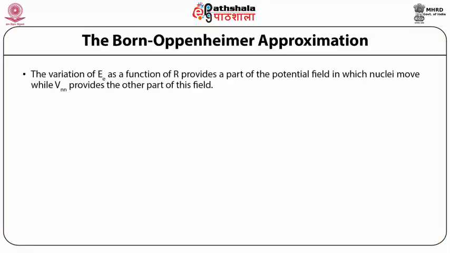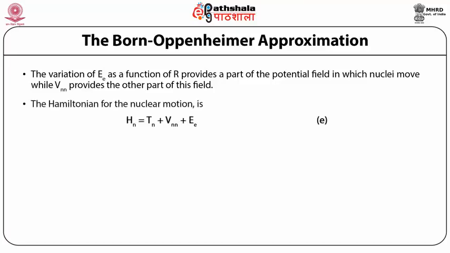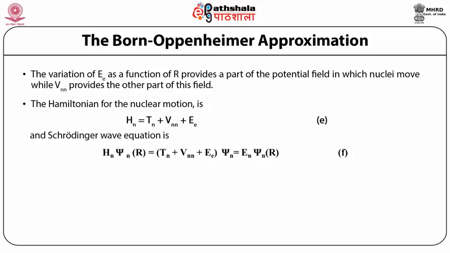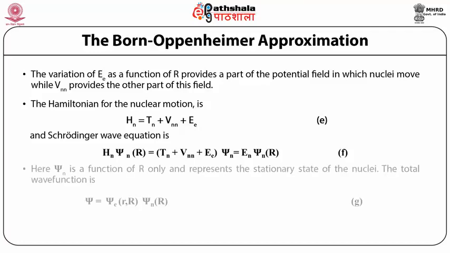The variation of Ee as a function of R provides a part of the potential field in which nuclei move, while Vnn provides the other part of this field. The Hamiltonian for the nuclear motion is Hn is equal to Tn plus Vnn plus Ee, and Schrodinger wave equation is Hn psi_n(R) is equal to (Tn plus Vnn plus Ee) psi_n is equal to En psi_n(R). Here psi_n is a function of R only and represents the stationary state of the nuclei.